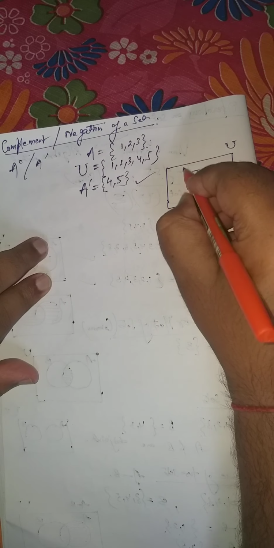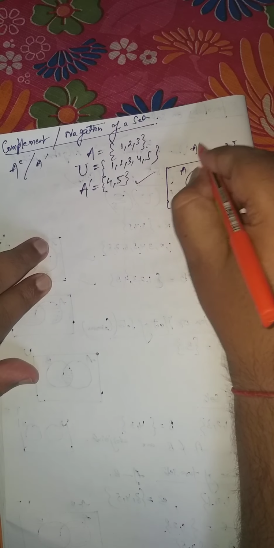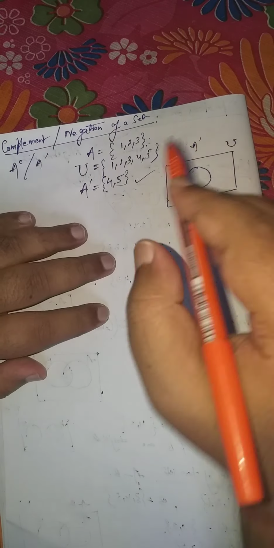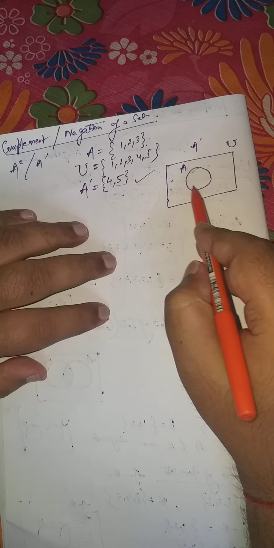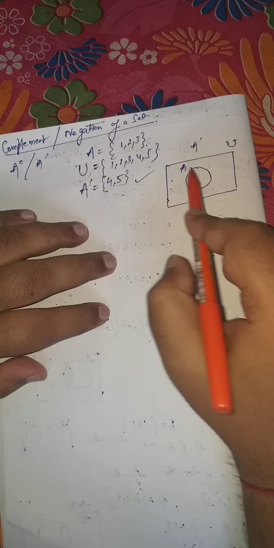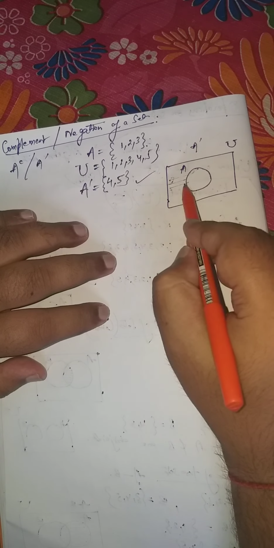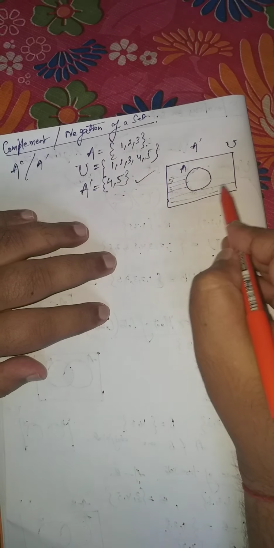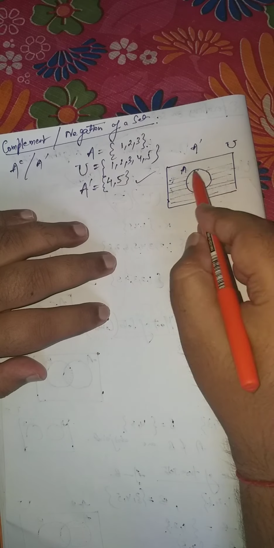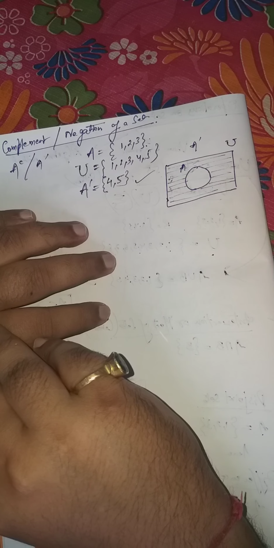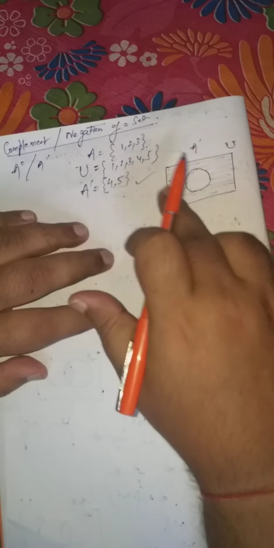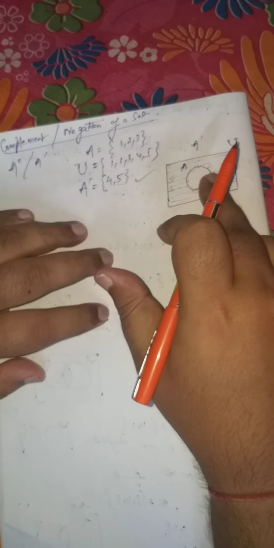Okay, so like this you can have the result, and the Venn diagram for this operation is, suppose this is set A, and you want to see complement of A. Complement of A means the element which is not there in A. So this is the region which belongs to A. So this region will give you complement of A, because this region does not belong to A. So like this you have to shade this region.